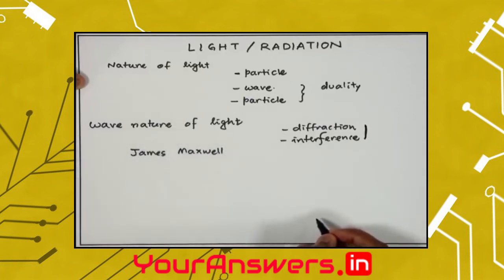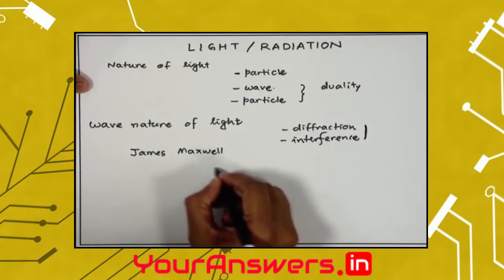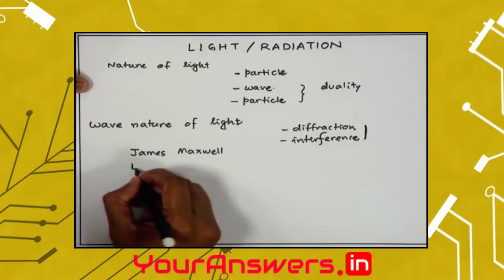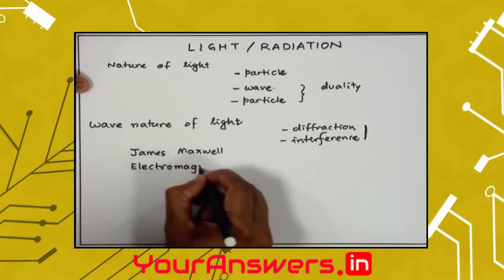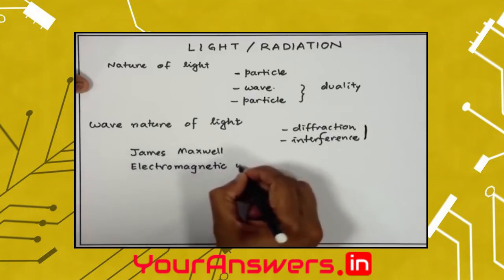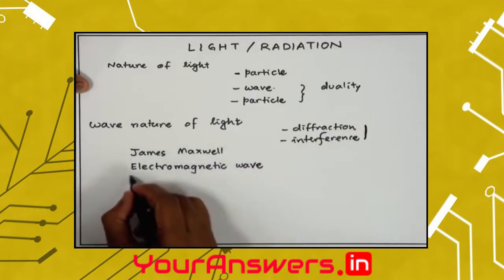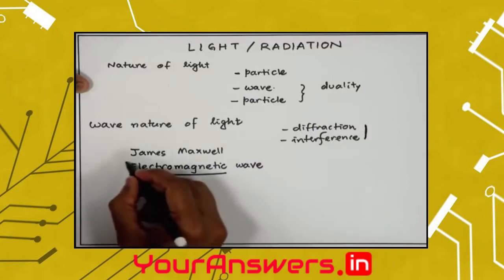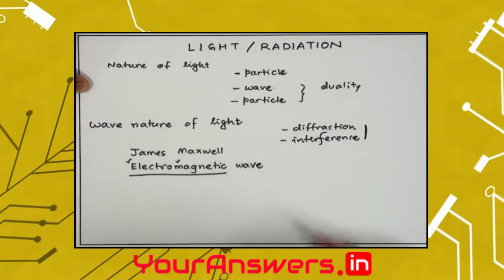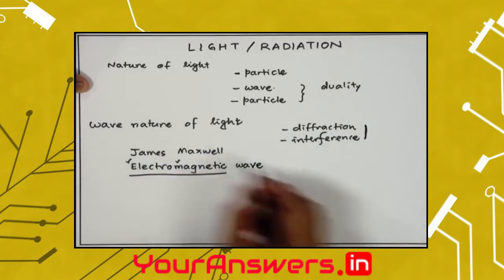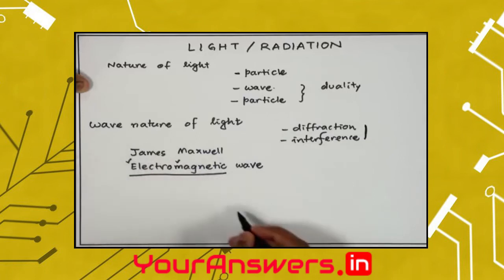suggested that, well, light is a wave, but it's a special kind of wave. It's not an ordinary transverse wave. What he called is that light is an electromagnetic wave. This is a special kind of wave, as the name suggests, that it has got an electric component in it, it has got a magnetic component in it, and it is a wave. So, it is a special kind of wave that James Maxwell proposed.